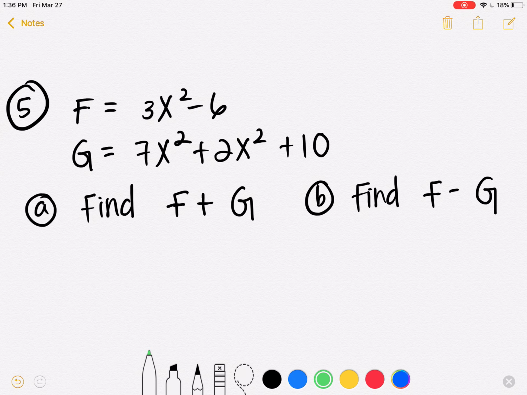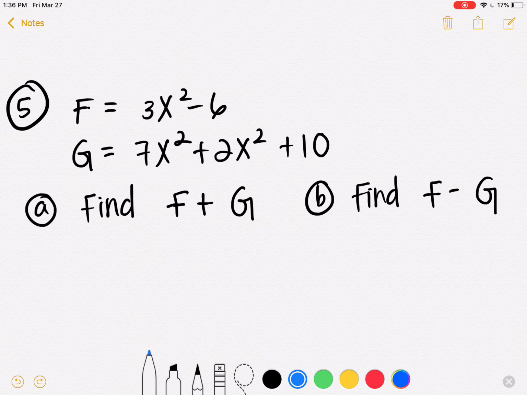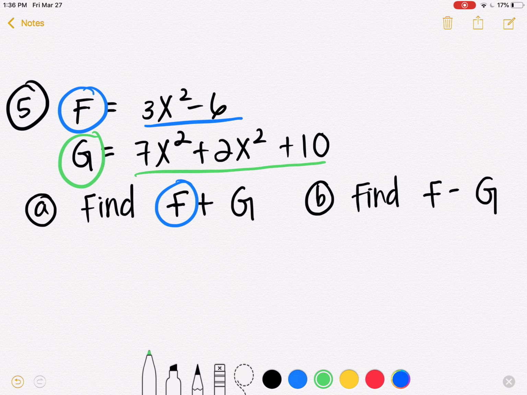All right, this is the last one I have for you. So sometimes what you'll get is polynomials that are named. So the name of this polynomial is f, and the name of this polynomial is g. Okay, so what you want to do is perform operations. Like for example, for 5 part A, it says find f plus g. So it wants you to add them together. So what I'm going to do is color code for you. F I'm going to use in blue, and then g I will use green.